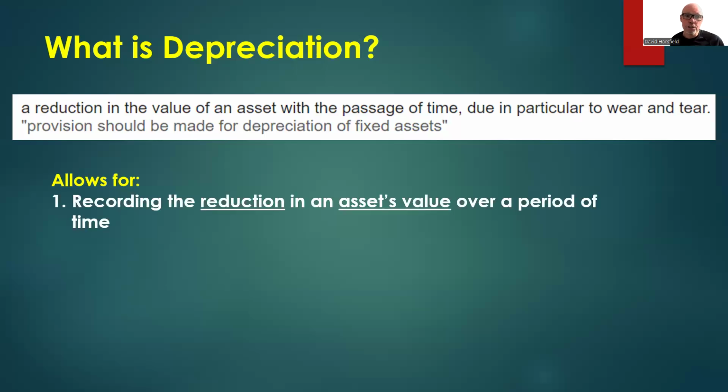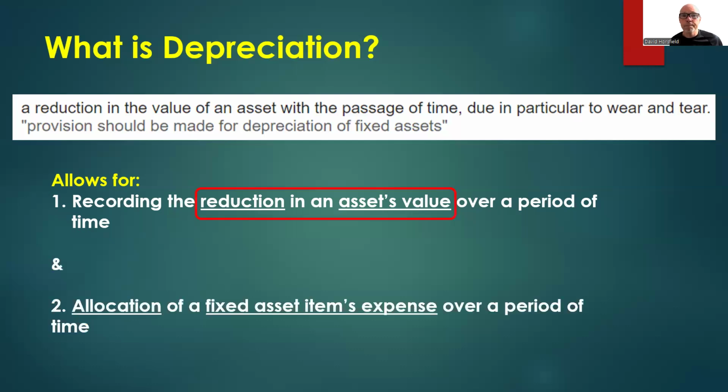So depreciation, what does it do? It allows for us accountants, the process, bookkeeping, to record the reduction in an asset's value over a period of time. And it allows for allocation of a fixed asset item's expense over a period of time. If we bought an oven for $25,000 in year one, then the expense of that item is going to really throw the financial records off balance that year because there's a big $25,000 expense in that year.